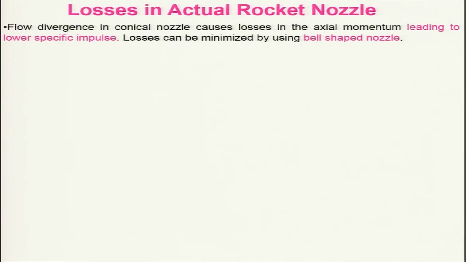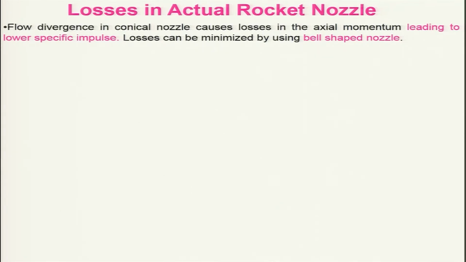Today we will be discussing how the actual rocket engine is different from the ideal one we have discussed till now, and let us look at the losses in actual rocket engines. We know that in a convergent divergent nozzle, flow divergence is likely to occur. As a result, losses in the axial momentum are inevitable, and that can lead to lower specific impulse. To overcome these problems, people have designed another nozzle, known as the bell shaped nozzle or the contour nozzle, to minimize the losses due to flow divergence.